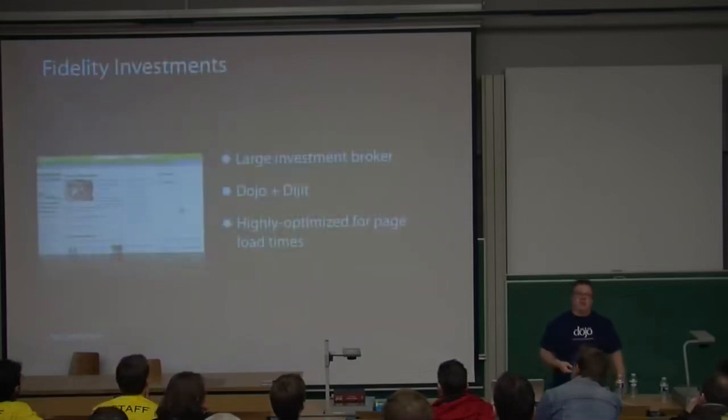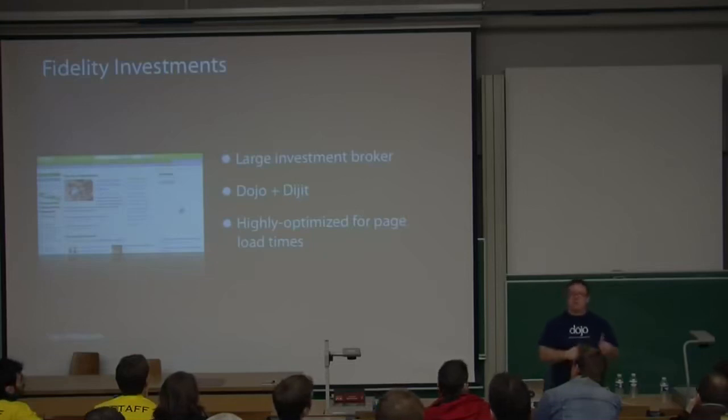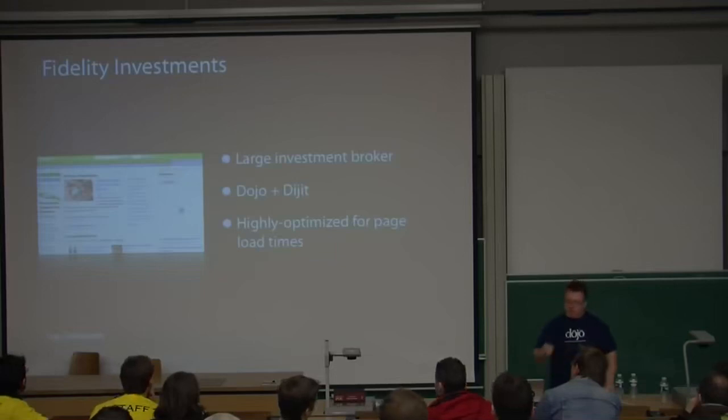Fidelity is a very large stockbroker, especially in the US, and they pride themselves on being the leader in technology in that space. Basically, they have Dojo down to like a 6K initial load. That way, they show up as still the fastest website for building applications, or for delivering stock quote data. And then they highly optimize it based on exactly the modules they need at a certain time.